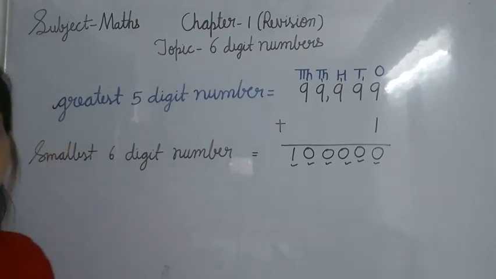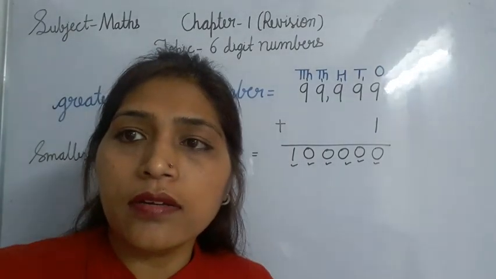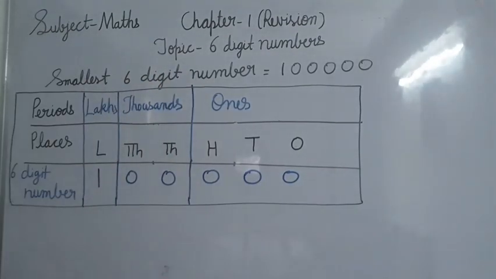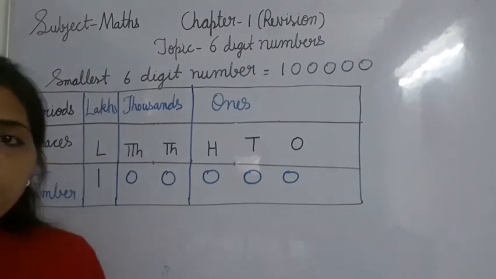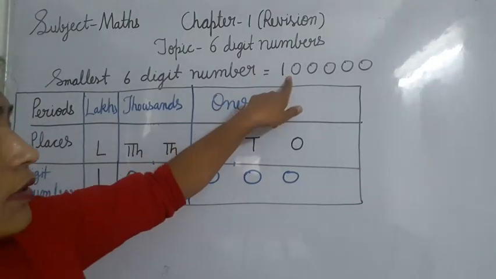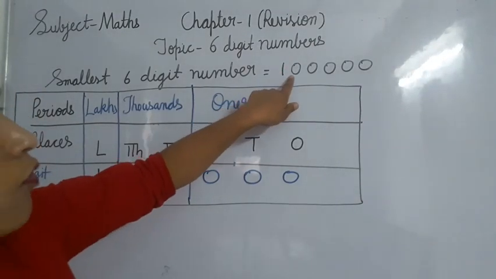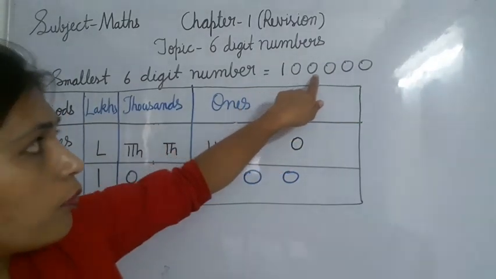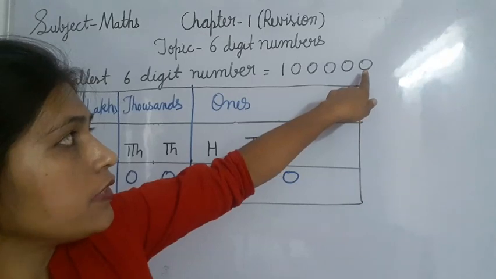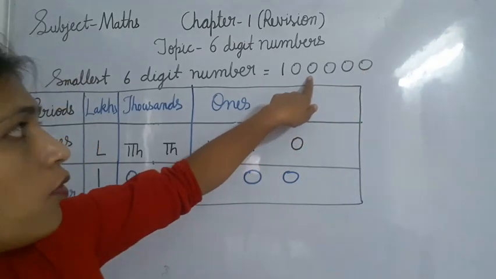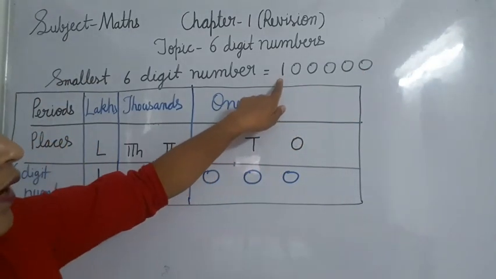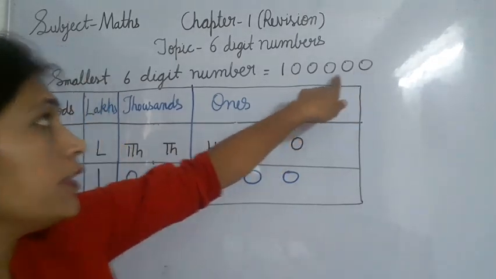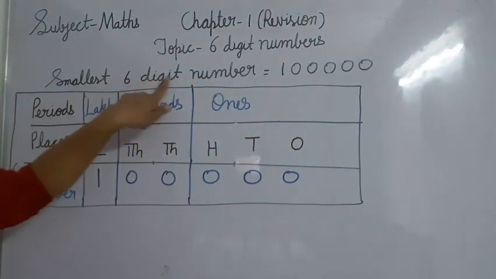And how will we read this number? When we add 1 to the greatest 5 digit number, we get this number. This means 1 followed by 5 zeros. See here, 5 zeros are there: 1 2 3 4 5, and 1. So 1 is followed by 5 zeros. It is the smallest 6 digit number.